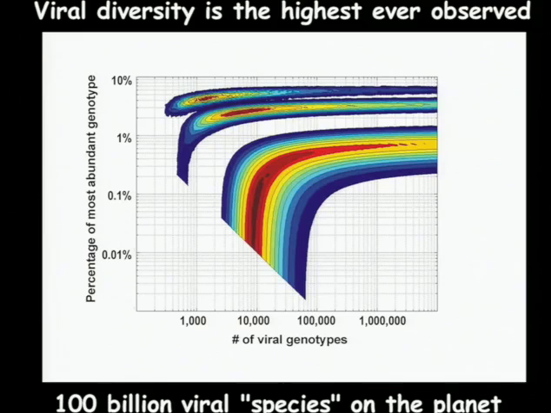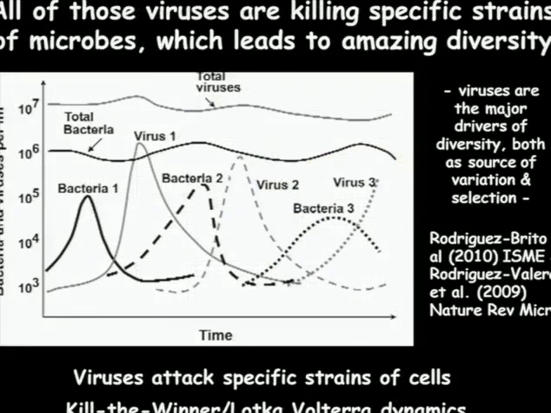Okay? And we think that they're doing a whole bunch of things, but from the point of view of evolution, they're actually the major drivers of diversity. And you can basically see this happening in many different ways. The one that we think about most is these red queen dynamics, where you have one strain of bacteria coming up, and then a particular phage will come in and kill it, and then the next bacteria will come in.